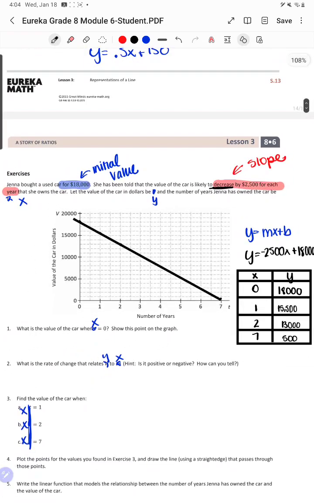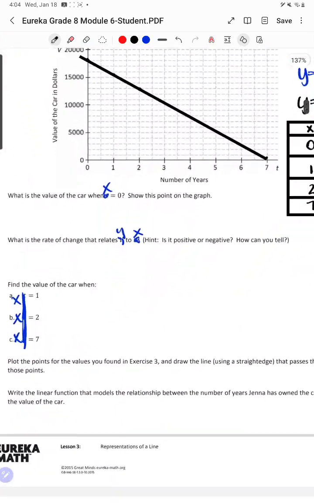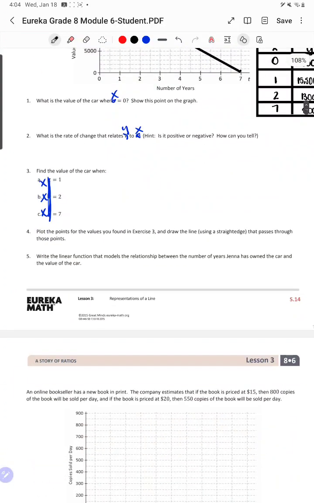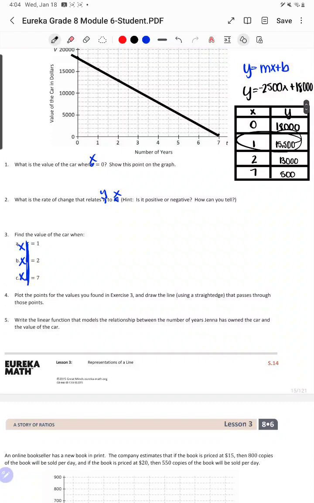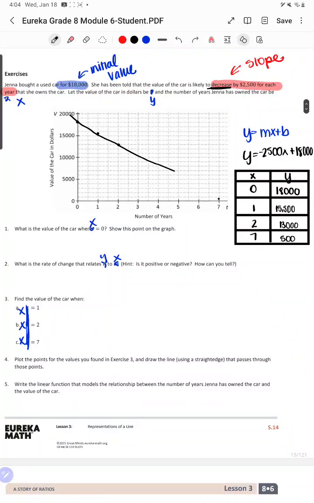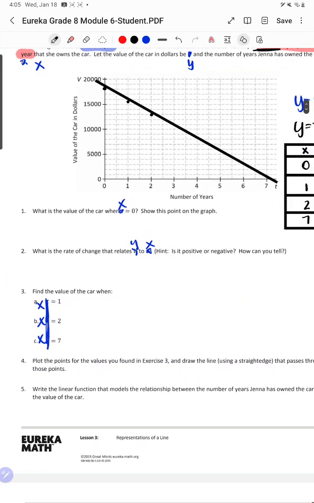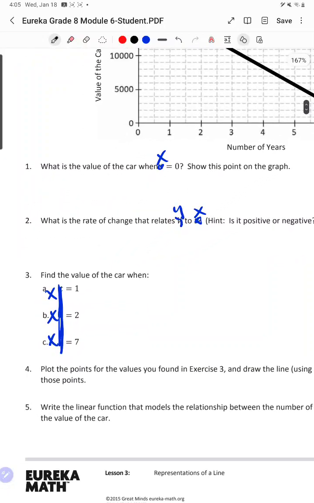There we go. All right, now it says find the value of the car when x equals 1. We did that right here. When x equals 2, we found that right there. And when, oh no, it deleted my line. And when x equals 7, we found that right there. And then we're supposed to plot all of those points. All right, what is the rate of change that relates y to x? Hint, is it positive or negative, and how can you tell?